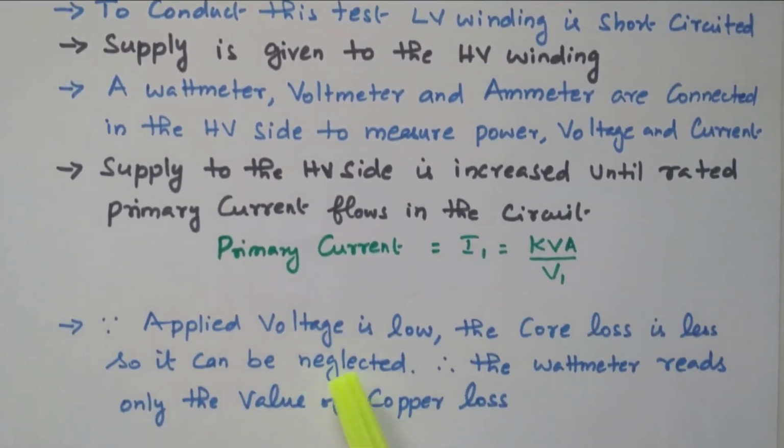Now the applied voltage is low, so the core loss is less and can be neglected. At the same time, the current is more, so copper loss will be more. So the wattmeter reads only the value of copper loss. The iron loss is neglected. Total loss is iron loss plus copper loss, but because of low voltage, iron loss is neglected and we consider only the copper loss. So the wattmeter reading is nothing but the value of the copper loss.